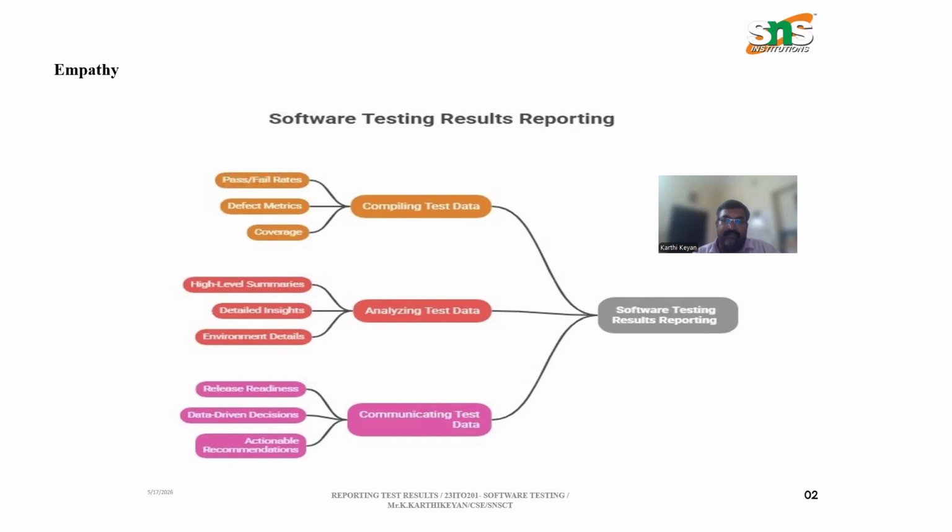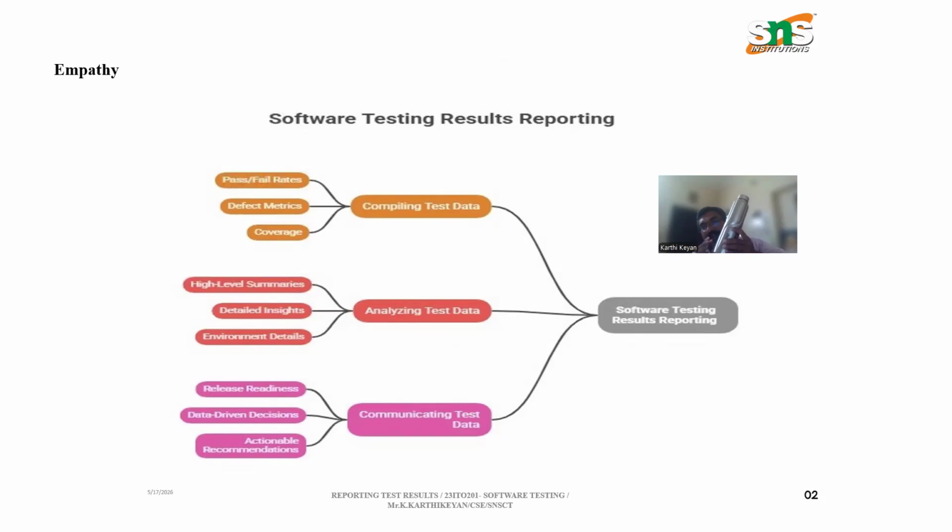High-level summary means whether it is passing or not, or whether it is a higher-level, lower-level, or mid-level product. This is one of the things. Second, detailed insight means the more important particular sectors in your area based on your product. For example, this is a small product. So this is how to prepare.